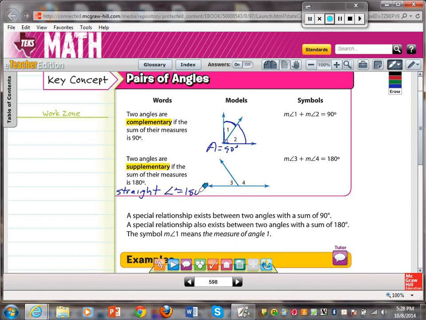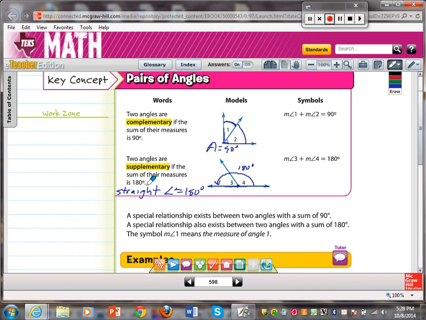equals 180 degrees. So this one, what we're talking about here, is this line because it has a vertex right here and it's opened all the way. It's open all the way this way and open all the way that way. You can see that from here all the way around to here, that's going to equal 180 degrees. So now let's take a look at here. Two angles are supplementary if the sum of their measures is 180 degrees.